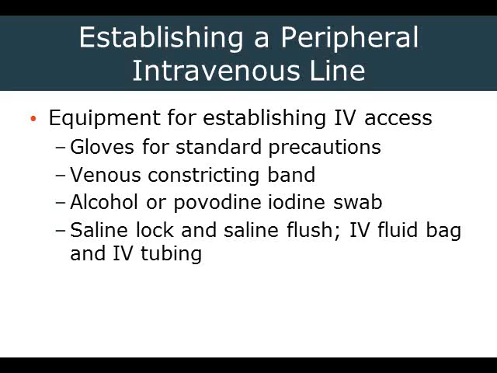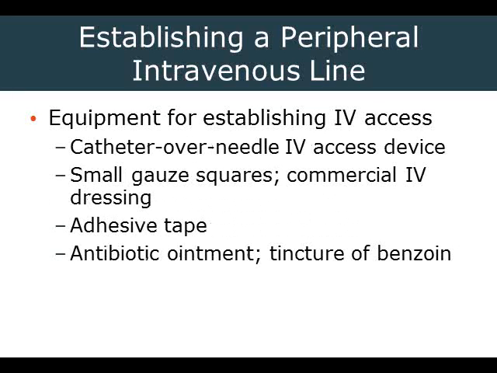So we need a bag and tubing, or the lock. Depending on what we decide to do, which direction we decide to go, will influence that. Additionally, we need our needles and the appropriate sizes of needles. We'll get to talking about the catheter size here in a minute, but there is a variety that we pick from. Small gauze squares or a commercial IV dressing, adhesive tape, or another type of IV securing device. And in some places they also prefer to use a little antibiotic ointment or a tincture of benzoin to help reduce the possibility of infection.